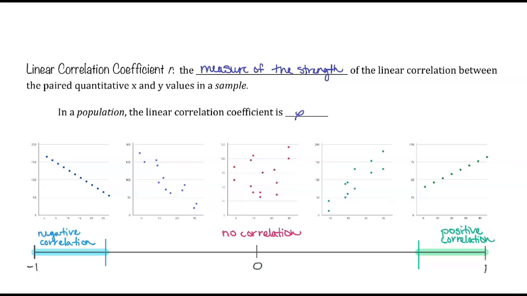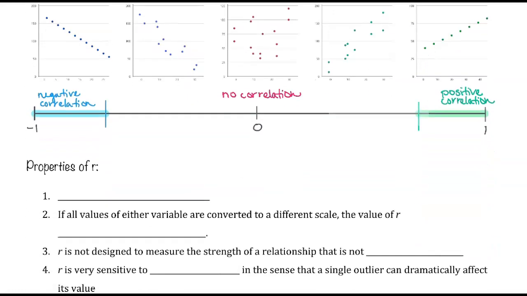Let's take a look at some other properties of r. Like we've already discussed, r is between -1 and +1 inclusive. One interesting thing about r is that if we were to convert all of the values of either of the variables to a completely different scale, the value of r would remain unchanged. r does not change, even if we change the scale of our variables.